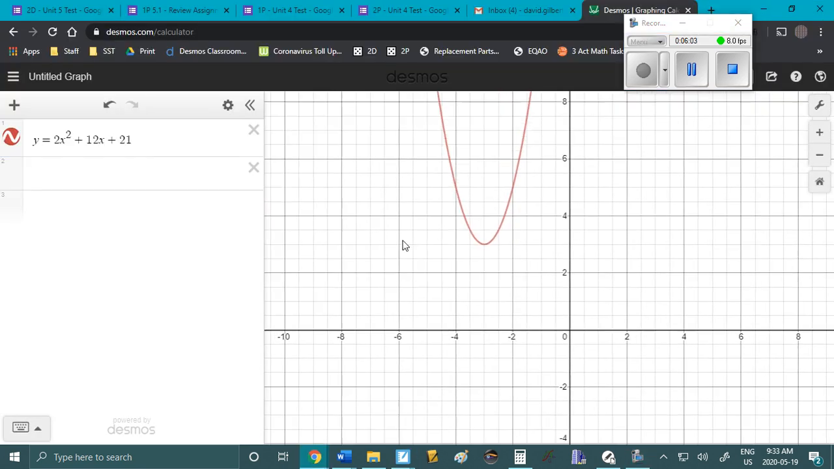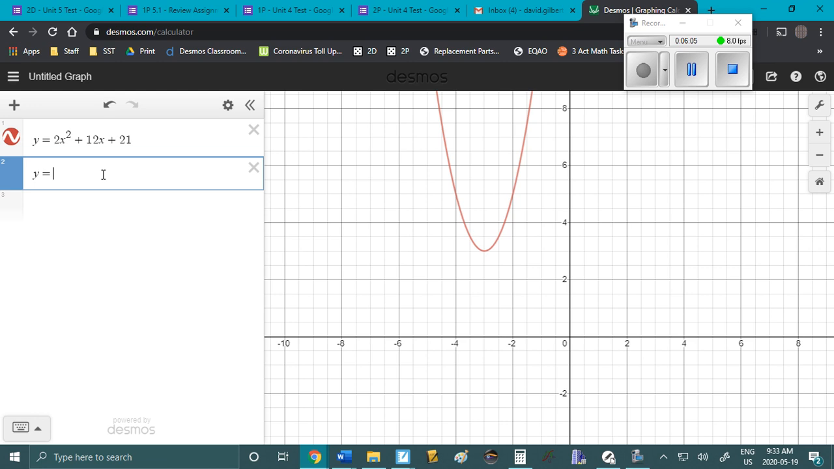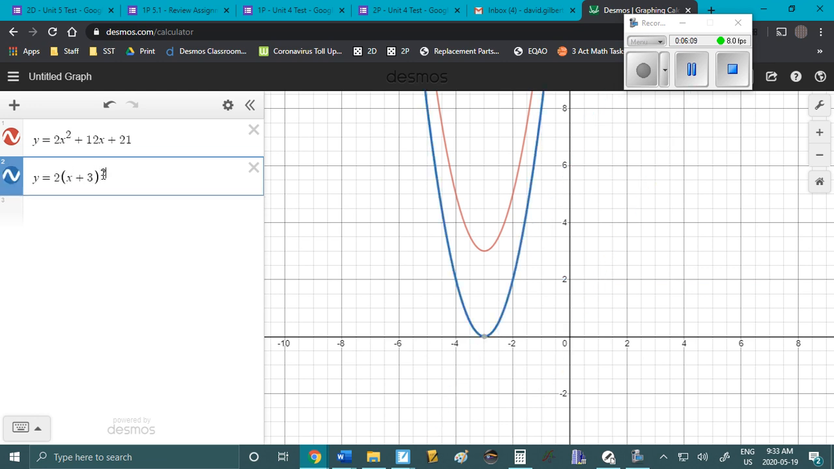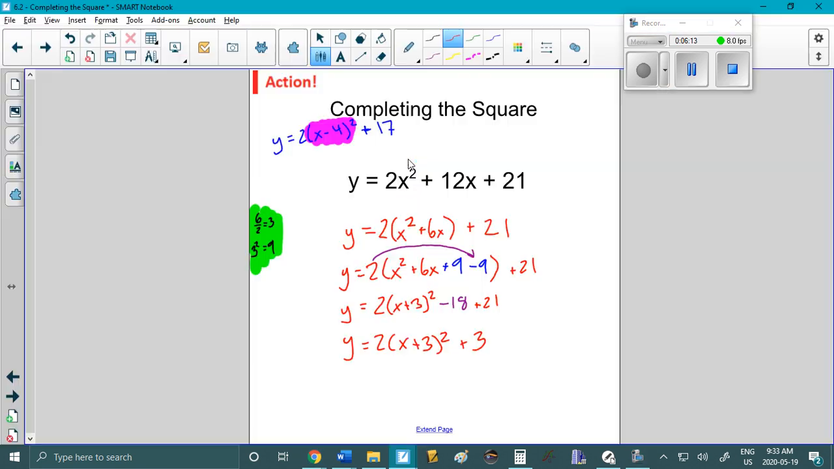So I'm in Desmos now, and I graph the original equation, and then I'm going to graph my vertex form, and it's the same. So it worked.